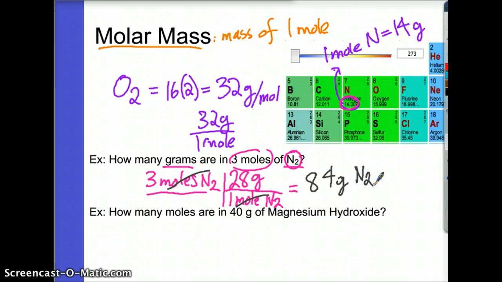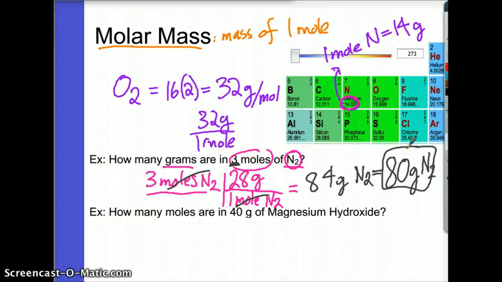And if I'm being a stickler, we got to watch our sig figs. So 3 is the only given in the problem. That has 1 sig fig. So my final answer needs to have 1 sig fig. Right now it has 2. So it really should be 80 grams of N2.